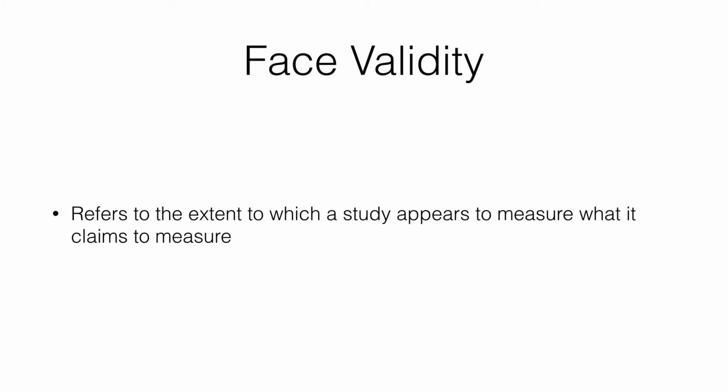Face validity. This refers to the extent to which a study appears to measure what it claims to measure. This is a type of validity that you're going to use very little. We typically would use something like content validity instead of it. So a study with high face validity may look like it is measuring what the researcher is intending to measure, but it does not necessarily mean that the study is measuring what it claims to measure.